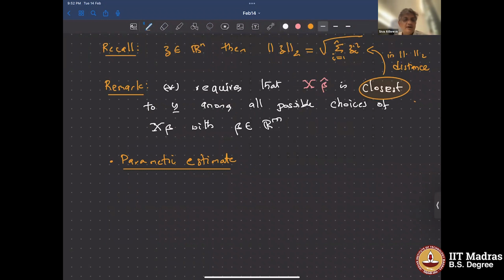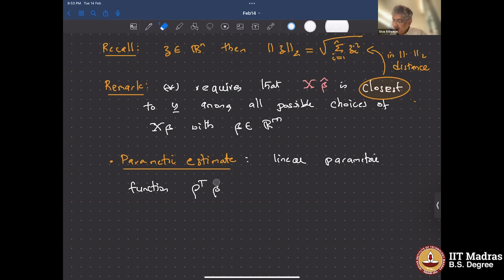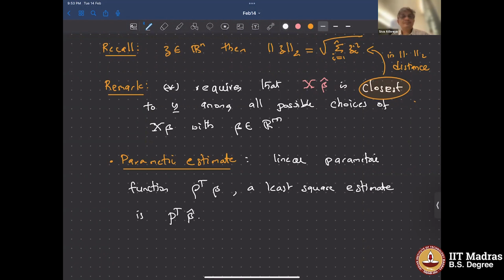Typically you take a linear parametric function. So the function P transpose beta. Then for this particular thing, the least squared estimate is P transpose beta hat.